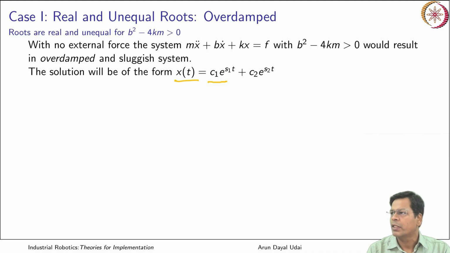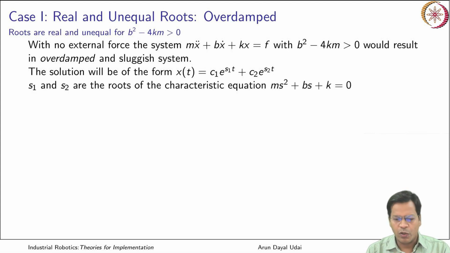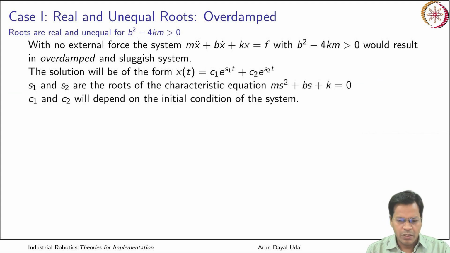The solution would be of the form x(t) equal to c1 e to the power s1 t plus c2 e to the power s2 t, where s1 and s2 are roots of the characteristic equation. c1 and c2 are constants which can be found out from the initial conditions, that is the initial velocity and displacement which were given. You just pull it at a distance and release it so that it can oscillate or dampen. s1,2 are the roots of this characteristic equation, and c1,2 depend on the initial conditions.